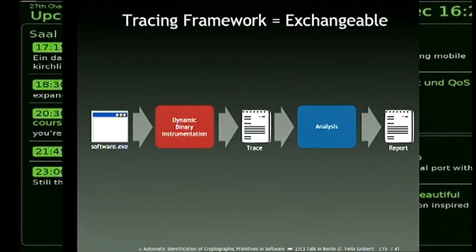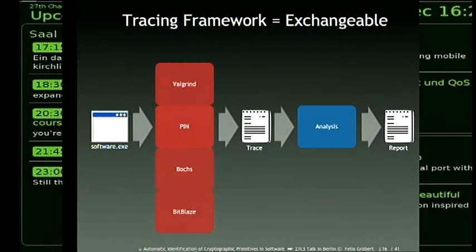I took this two-phase approach because I wanted to have the tracing framework interchangeable. So I would later be able to exchange the PIN framework for another framework like Valgrind or BitBlaze, because the framework is highly dependent on performance, and also sometimes you cannot really trace a malware under this framework, so you have to take a different framework, and the trace file acts as an independent layer here.